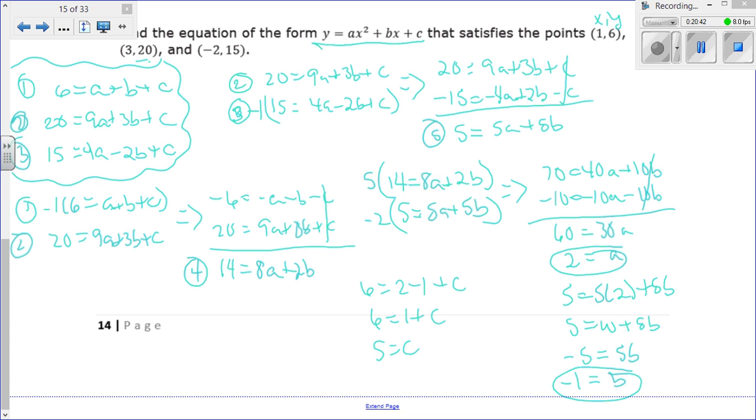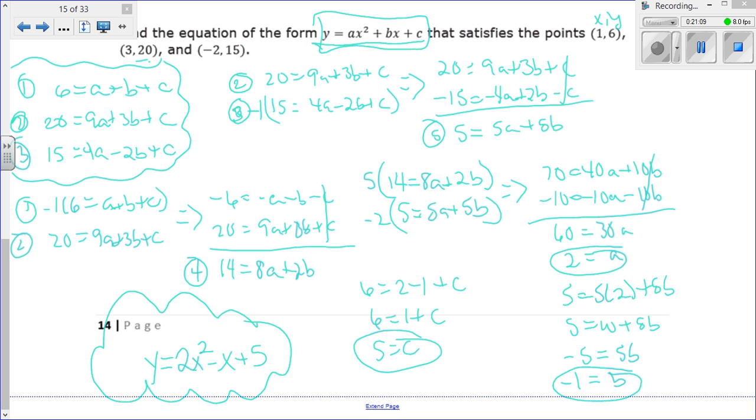Okay, this time I wasn't looking for an actual ordered pair. I want the equation that goes there. So I'm just going to substitute in all my values for a, b, and c. So y equals 2x squared, because a was 2, b was minus 1, so minus x, and c is 5, so plus 5. So this is my final answer. All right, thank you.